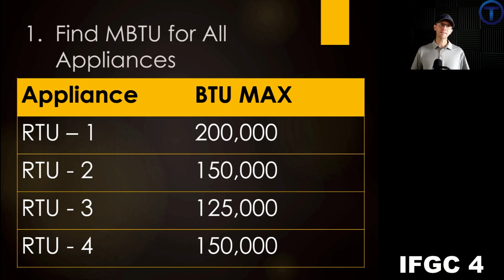We find the maximum BTUs for all the appliances. We saw this on our diagram, but we have rooftop unit 1 at 200,000 BTUs, rooftop unit 2 at 150,000 BTUs, rooftop unit 3 at 125,000 BTUs, and rooftop unit 4 at 150,000 BTUs.